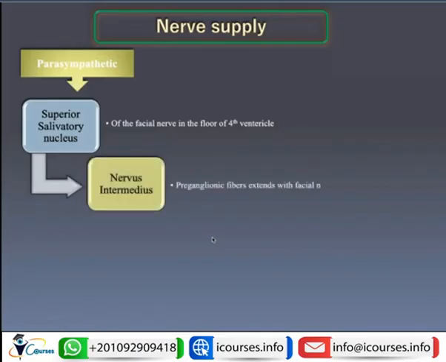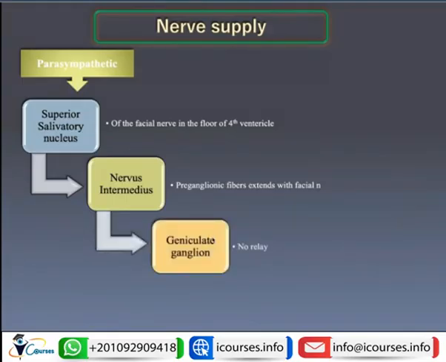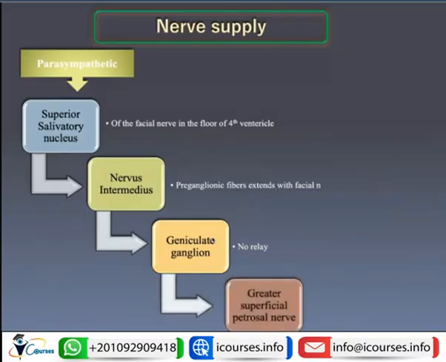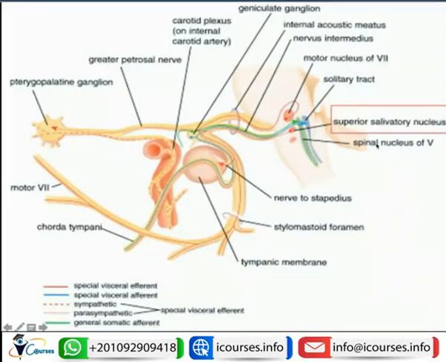This nucleus will give the nervus intermedius, in which the preganglionic fibers will pass with the nervus intermedius until it reaches the geniculate ganglion. The geniculate ganglion is not the ganglion for the preganglionic fibers of the parasympathetic of the seventh nerve, so it will not relay, but it will continue as a greater superficial petrosal nerve. So let's see here. This is the center.